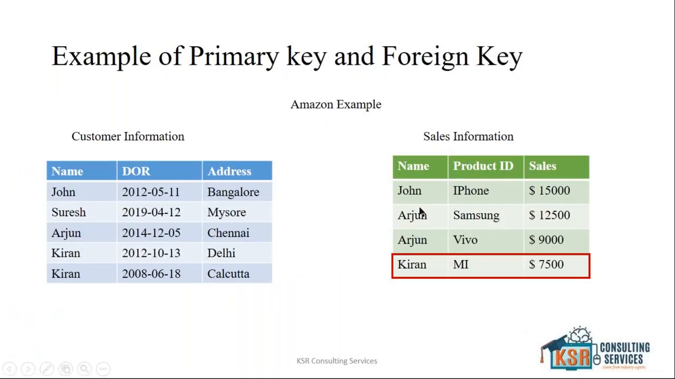Can it be a different Arjun? No. This Arjun has to be present in the customer information, only then he can purchase it. He is eligible to purchase anything in Amazon only if he has created an account. So this is the link between this table and this table. You can purchase only if you have an account.